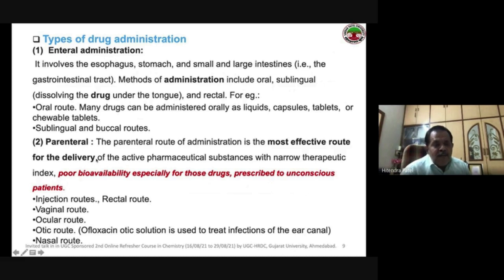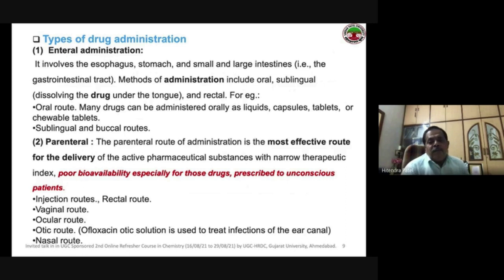Parenteral route of drug administration. The parenteral route is the most effective route for the delivery of active pharmaceutical substances with a narrow therapeutic index. So friends, when we talk about a therapeutic index, if we have a good therapeutic index, then we have a good value of our drug molecule.